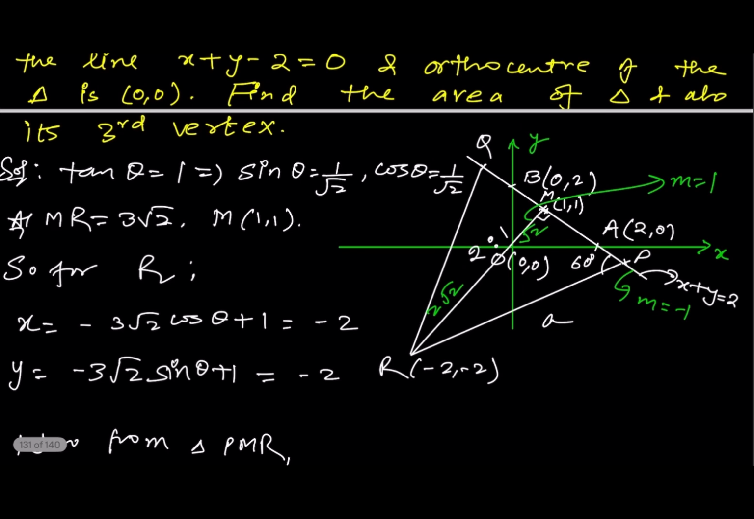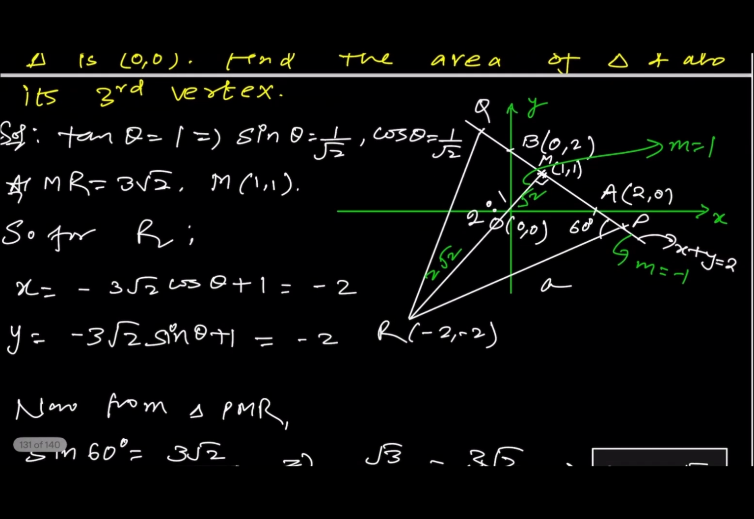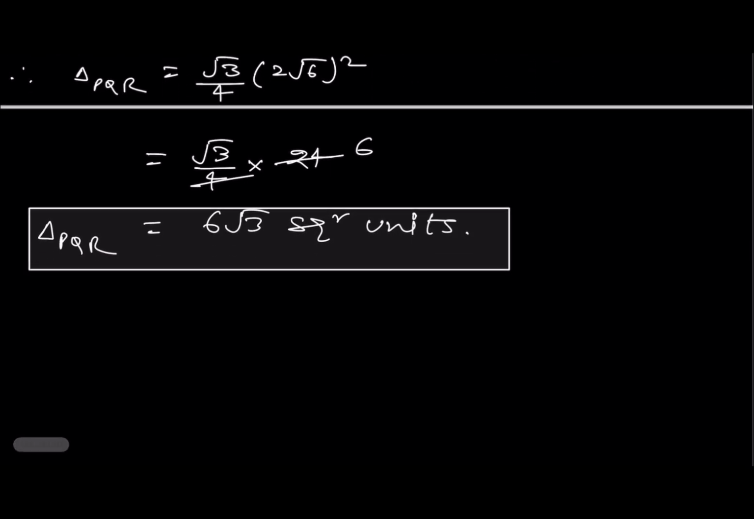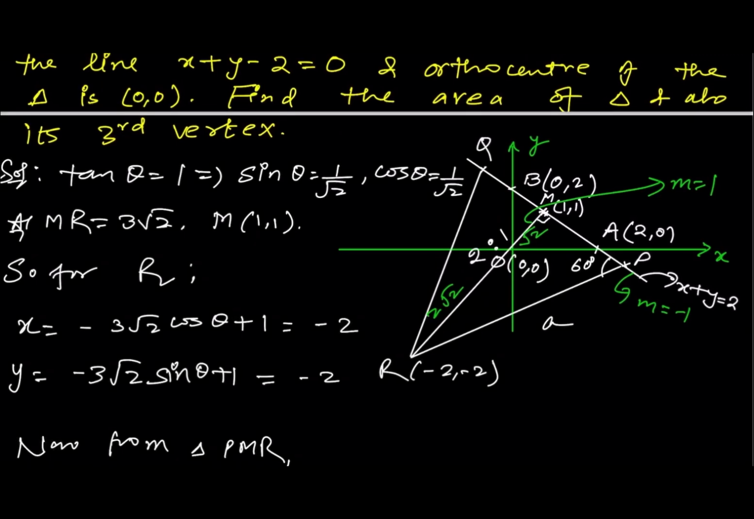Now if one wants to find P and Q also, he or she can write P and Q as well. So now for P and Q, if I know the length PR, so I know the length of PQ and QR as well, and M is the midpoint of PQ. So I can write MP.